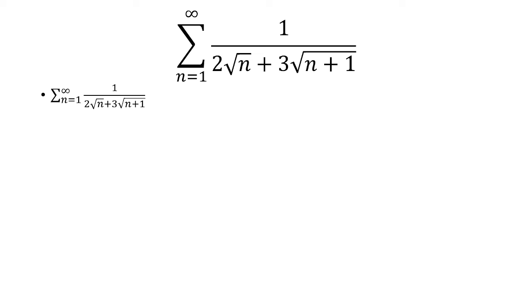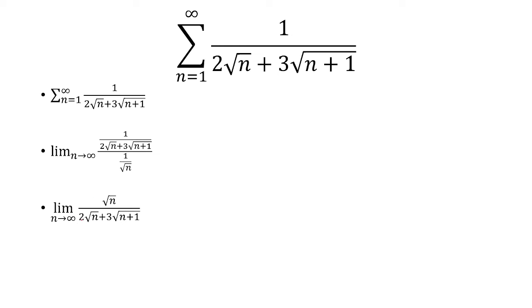Okay, now let's use a limit comparison test. So we want to compare it to another sequence. So let's just compare it to 1 over square root of n. So we're going to take the original sequence divided by 1 over square root of n. And so this is basically the same thing as multiplying, because dividing by 1 over square root of n is the same thing as multiplying by square root of n. So that's why the square root of n is at the top.